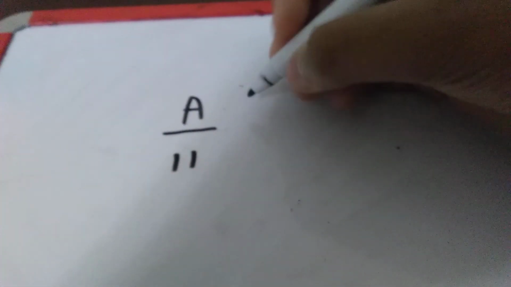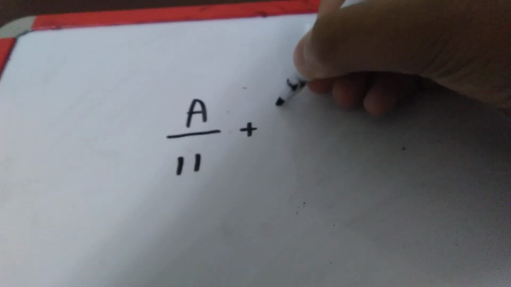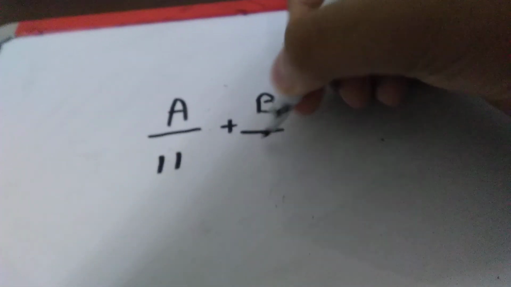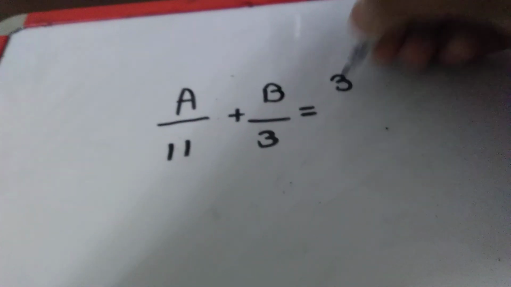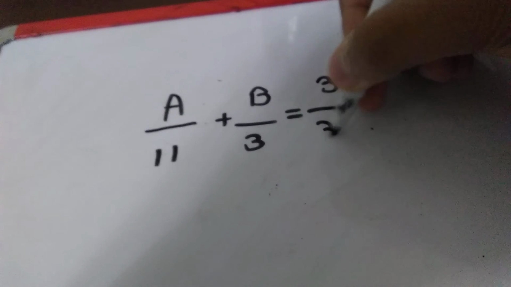Olympiad 10, question 3. So, in this question, we have the following equation: A over 11 plus B over 3 equals 31 over 33.